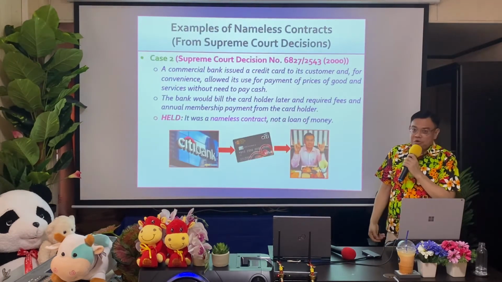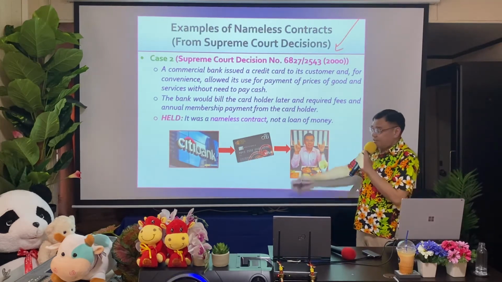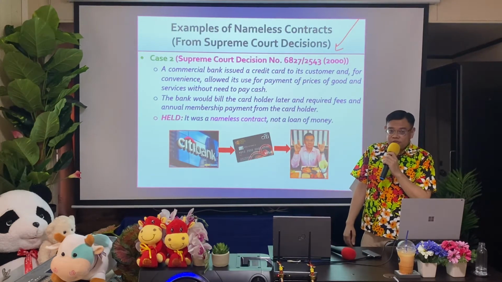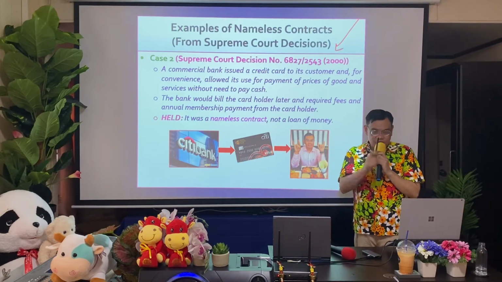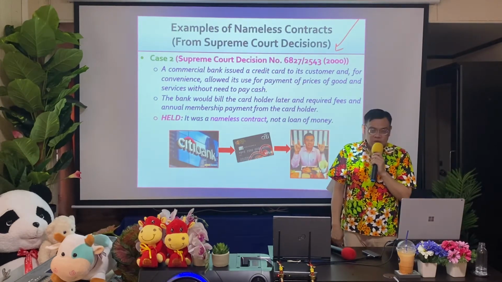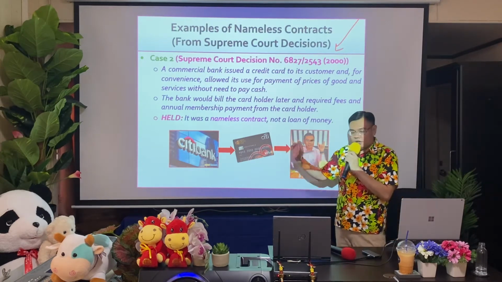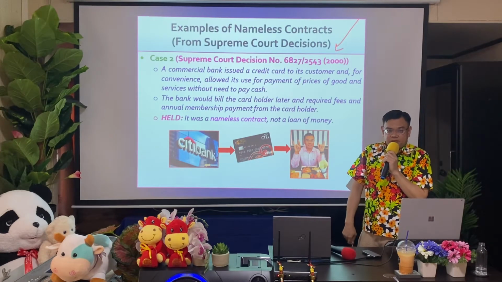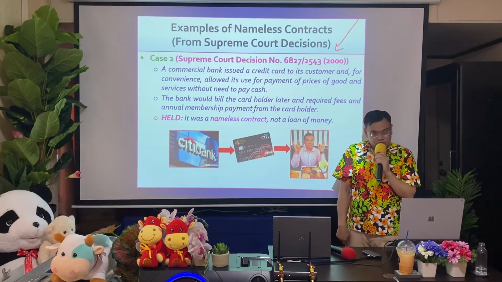Now, we're coming to one more case which is drawn from the Supreme Court. I think that this case seems to be even more familiar to you. It is concerned with the use of a credit card. I'm sure that many of you here also have credit cards. Some of you may even have more than one. When you have a credit card, this is very convenient because you can just make purchases of goods or services without having to pay cash.